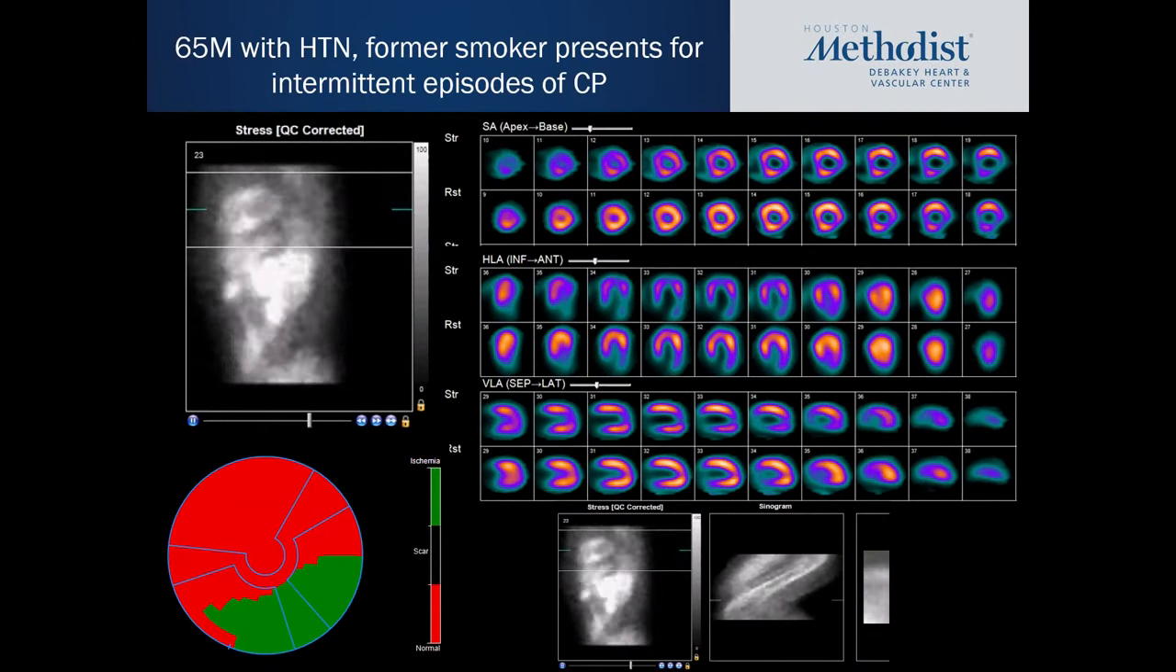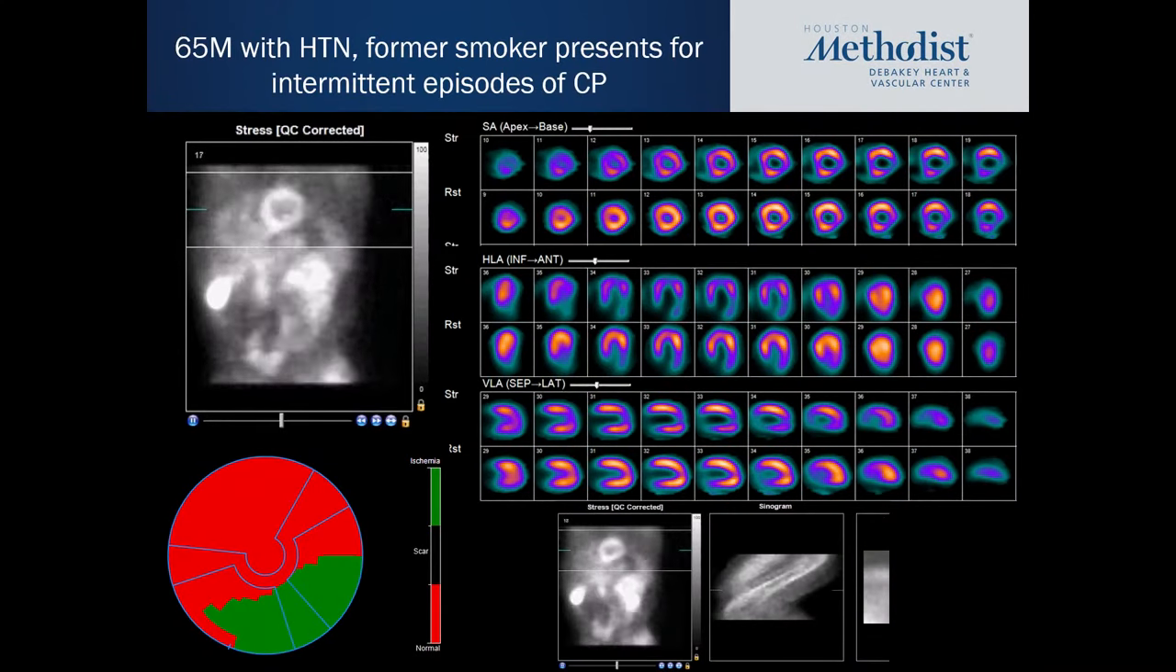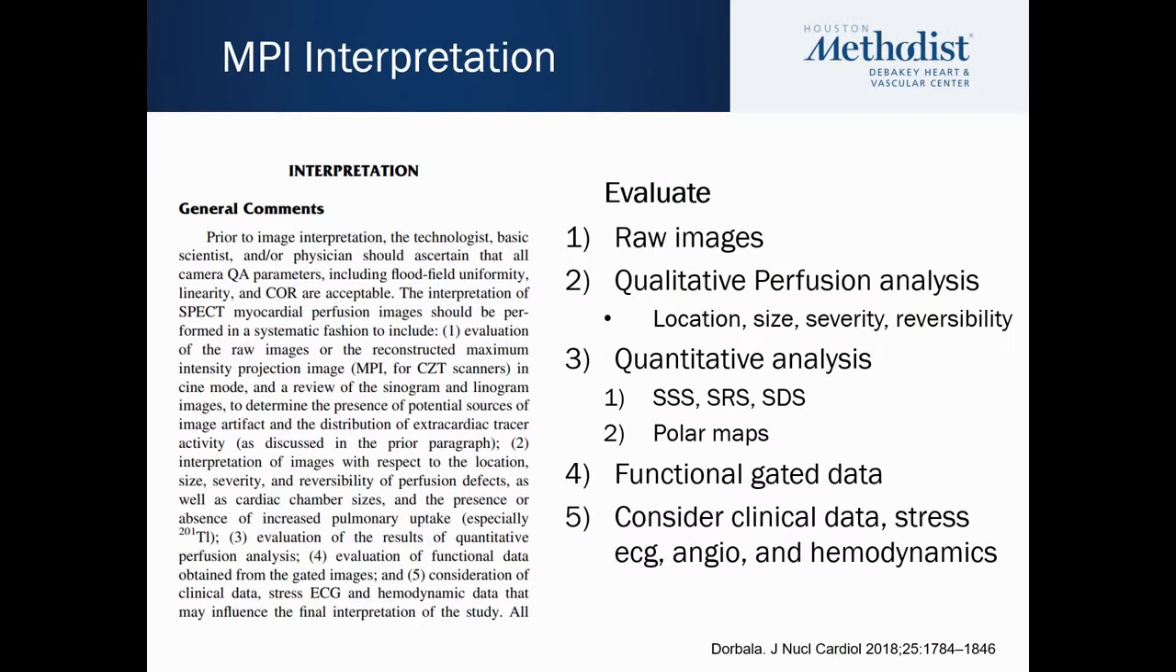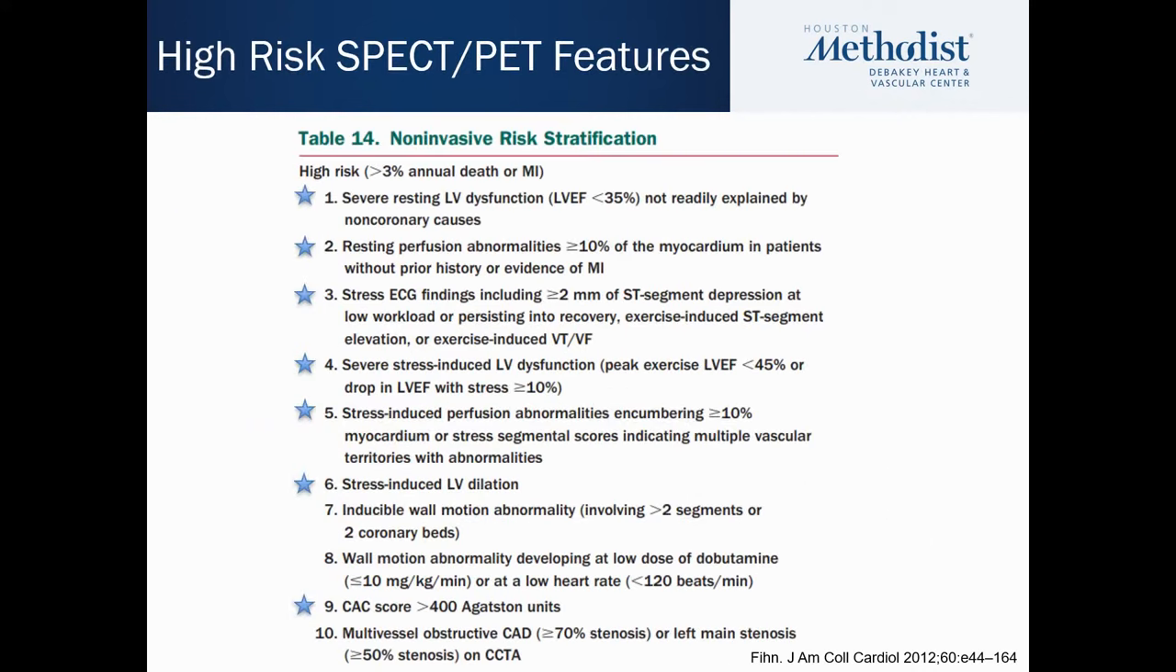So this is an example case that we'll see in the lab every day. It's important to know how to interpret this. Hopefully these are points that we will hit as we go on with our discussion. We'll review raw images, look qualitatively at what perfusion looks like, and we may do quantitation, semi-quantitation on it. We'll look at our functional data, and then tie everything together, the clinical data, stress EKG, and any hemodynamics, to create an interpretation.